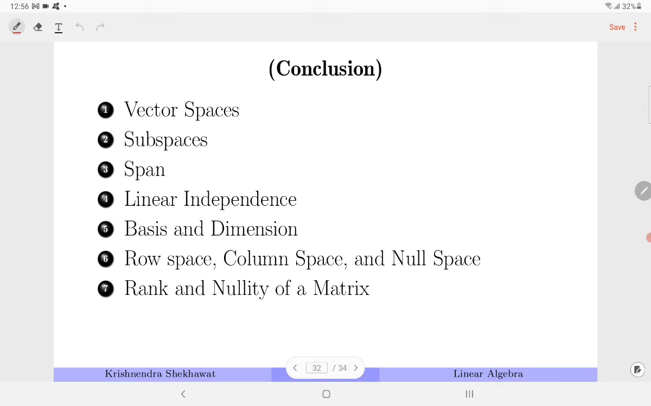So the last two chapters were very important. We started with vector spaces, then subspaces, then introduced basis and dimension, then talked about row space, column space, null space, and finally the rank and nullity of a matrix.